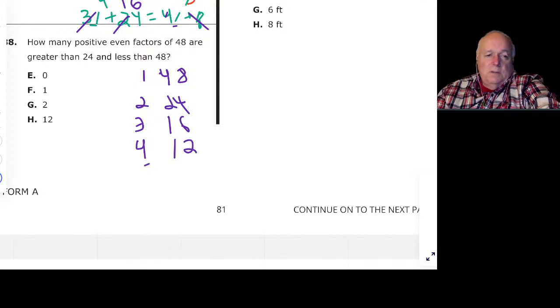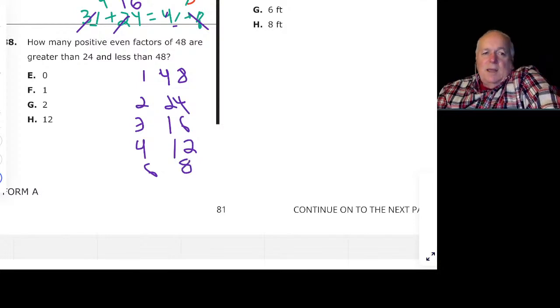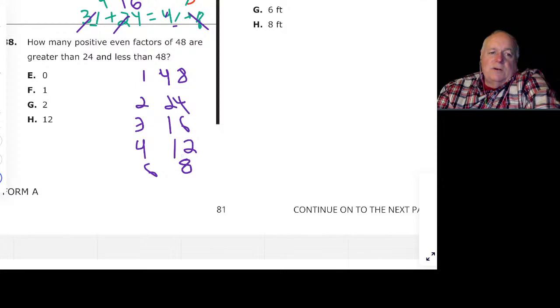Okay, so this question is simple on the surface, but it means you can't leave one of these out. Now it asked, how many positive even factors? So these are all positive, they're all even. So a 48, except for one, right? So we're not going to include that, are greater than 24 and less than 48.